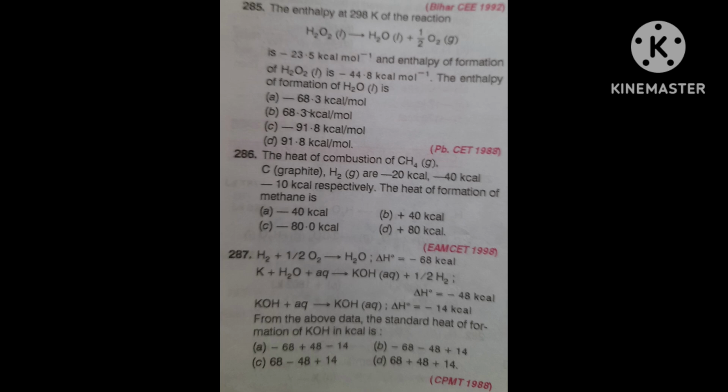Its correct answer is minus 68 minus 48 plus 14. That means option B is correct. How? Now I am telling you. Keep pen and paper, then it will be easy. At least you can write down important things, and later on you can do the calculation.